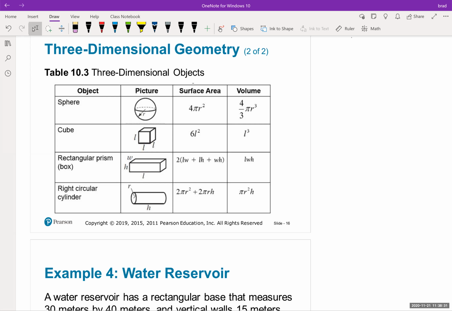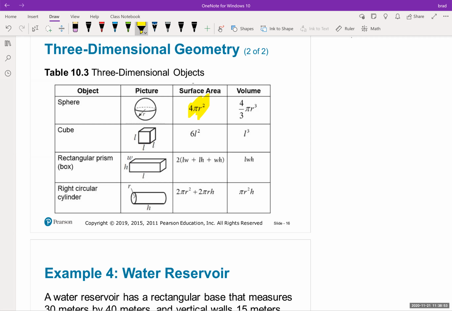If you know how to use them, that's what's important. So the sphere is 4 pi r squared for the surface area. Understand that when they say surface area, they mean, imagine if you had to wrap it with paper, like if you were wrapping a Christmas present, how much paper would it take to cover that? Not how much liquid it could hold, or how much sand you can put in a box, but how much paper it would take to wrap a present.